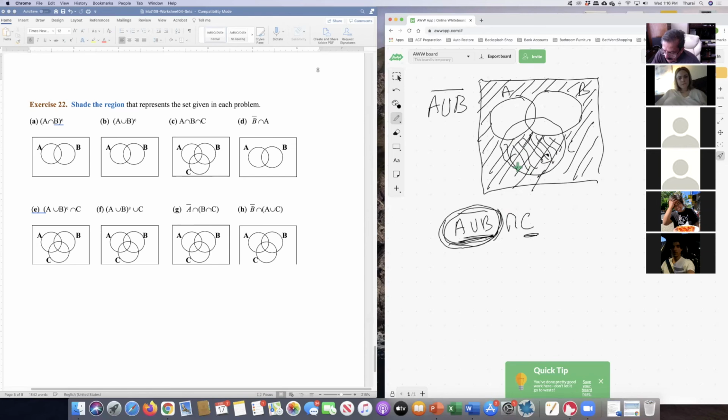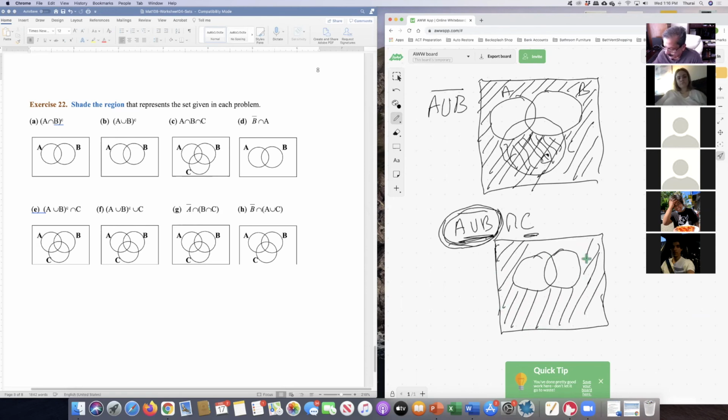So that is our answer. How did we get A union B bar? It would be the complement of the combination of A and B, the one I shaded here. You had to combine A and B and then shade outside of that. Isn't this A union B bar?